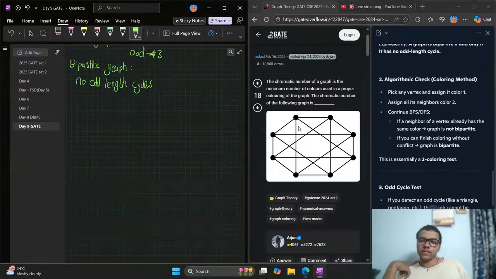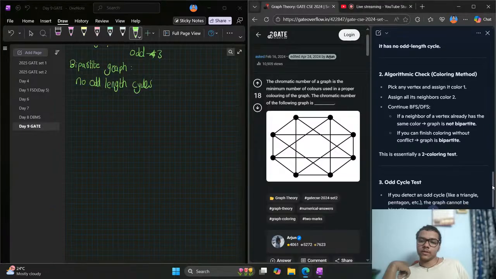Pick any vertex and assign its color 1, assign its neighbor color 2. Continue BFS or DFS, and if any neighbor already has the same color, the test fails. This is the 2 coloring test.